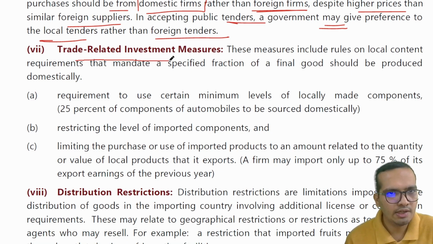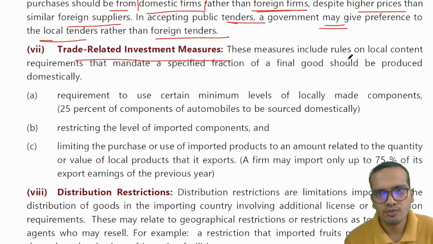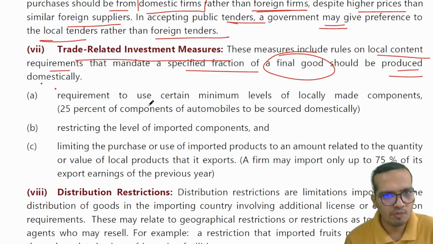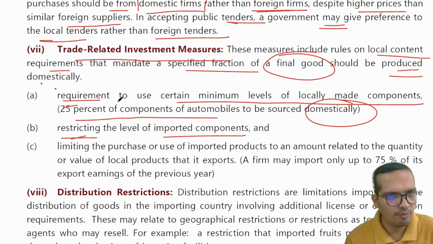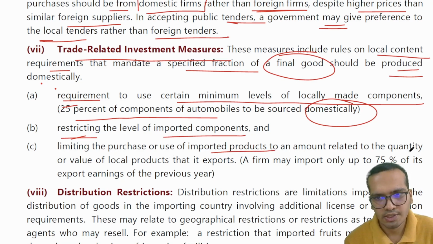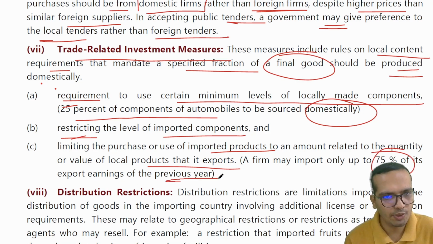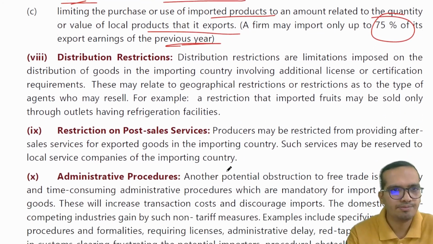Then we have trade-related investment measures. These measures include rules on local content requirements that mandate a specific fraction of a final good that should be produced domestically. Example, requirement to use certain minimum level of locally made components. Example, 25% of components of automobiles should be sourced locally. Restricting the level of imported components, some restriction, some requirement is being given, and limiting the purchase or use of imported products to an amount related to the quantity or value of local products that it exports. Example, a firm may import only up to 75% of its export earning of the previous year. Maximum limit is set like that.